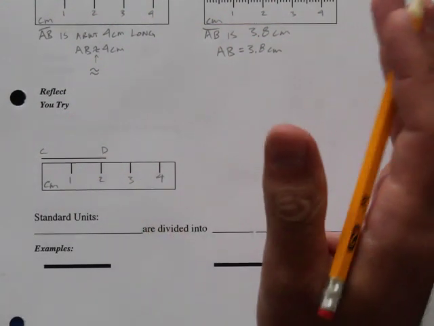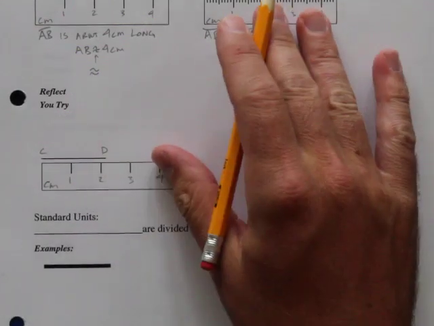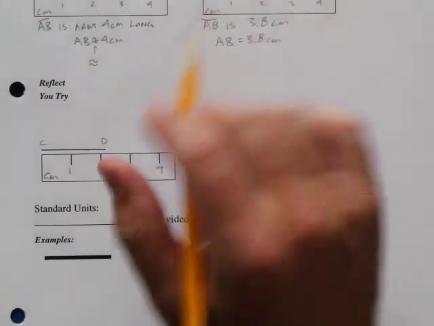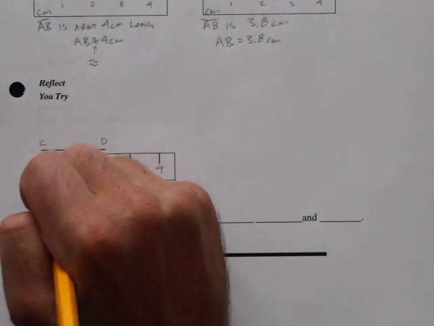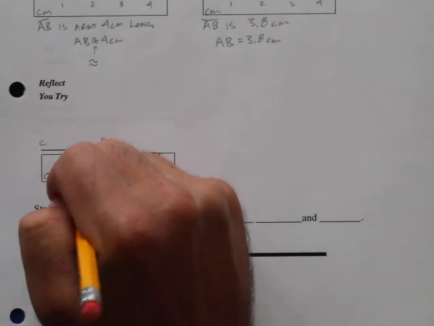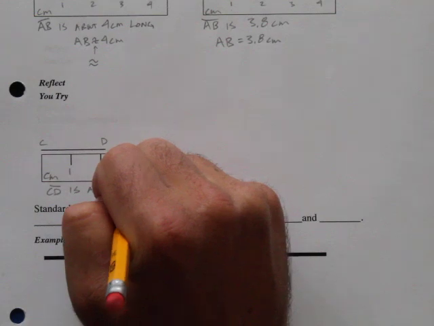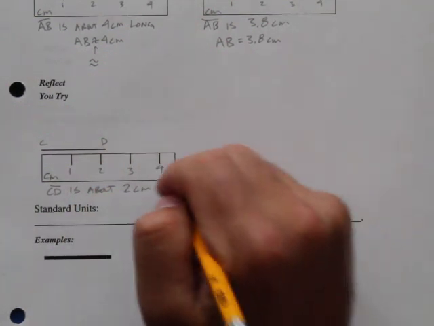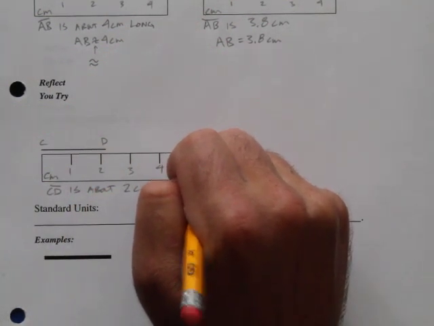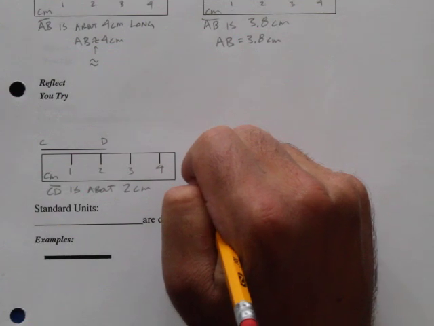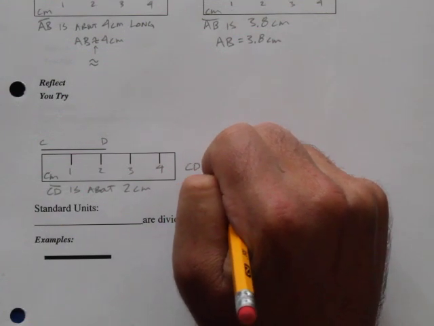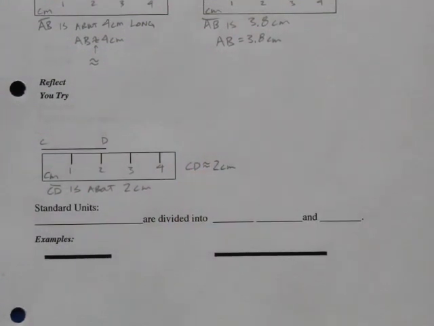All right, so hopefully you paused and you made a measurement here and you followed the example above, and you should have said something like segment CD is about 2 centimeters. Or you may have written CD is about 2 centimeters. Either one of those answers would be fine.